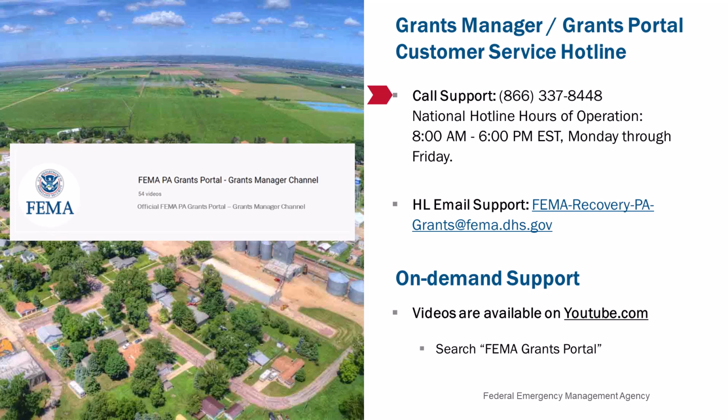For technical assistance with Grants Portal or Grants Manager, you can call the PA Grants Portal Grants Manager hotline at 866-337-8448. National hours of operation are 8 a.m. to 8 p.m. Eastern, Monday through Friday. The hotline can also be reached by email at FEMA-recovery-PA-grants@fema.dhs.gov.